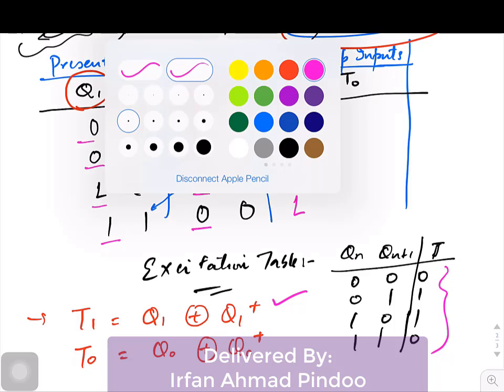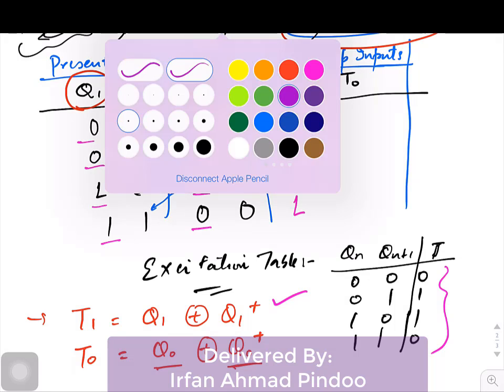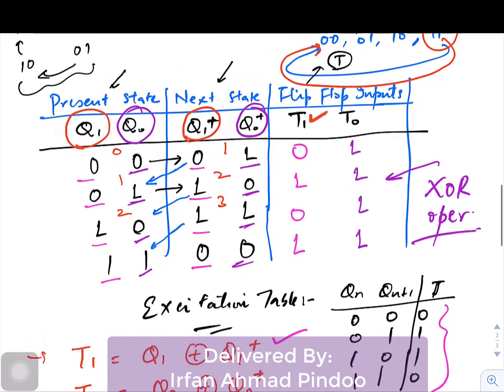The same procedure I have to follow for the T0. So T0 is Q0 XOR Q0 plus. So what you have to look at is this Q0 and this Q0 plus. So just look at these two columns. Now see, 0 and 1 is 1. Again 1 and 0 is 1. 0 and 1 is again 1, and 1 and 0 is again 1. What I am doing here is the XOR operation only. So my table is complete.